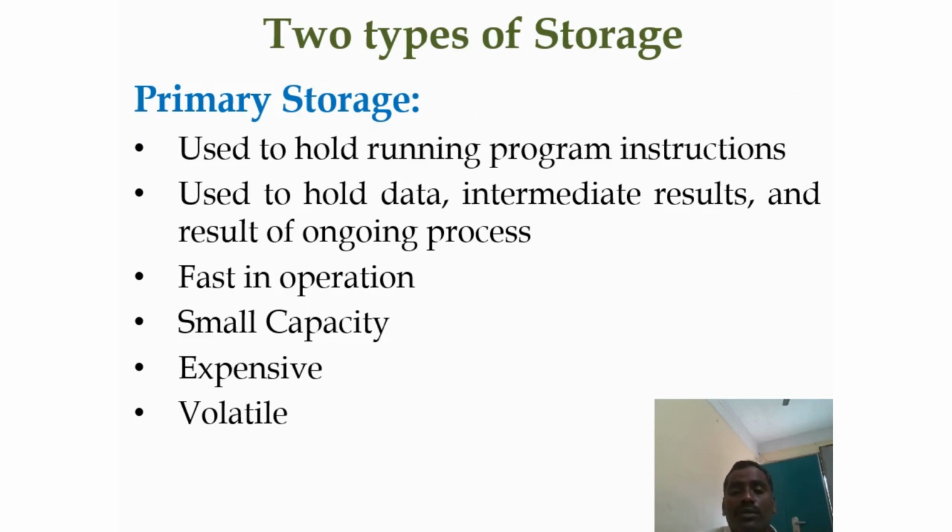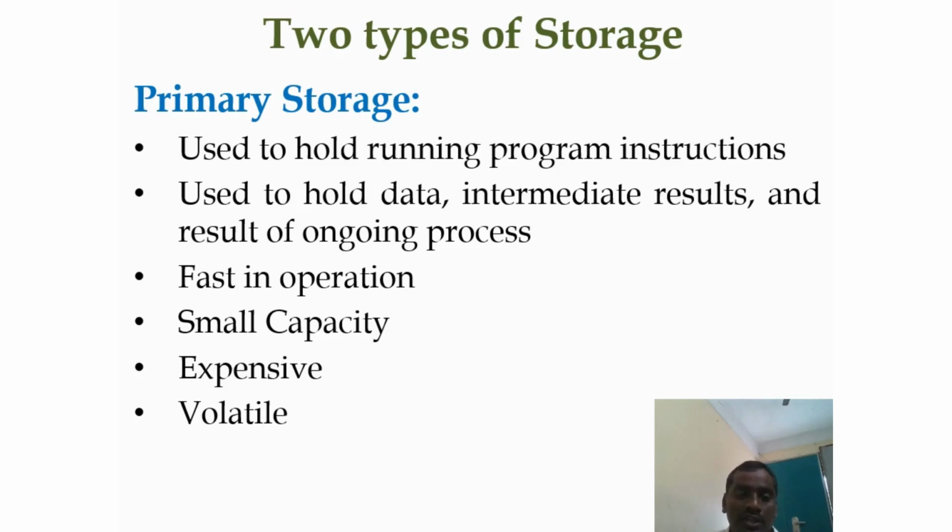And there are two types of storage locations: the primary storage and the secondary storage. What is the need of primary storage? Primary storage is used to hold the running program instructions, the programs currently being executed. All the running programs will be stored in the primary memory, and it will hold the input data we give. During execution, any intermediate results and ongoing process results will be stored by the primary storage.